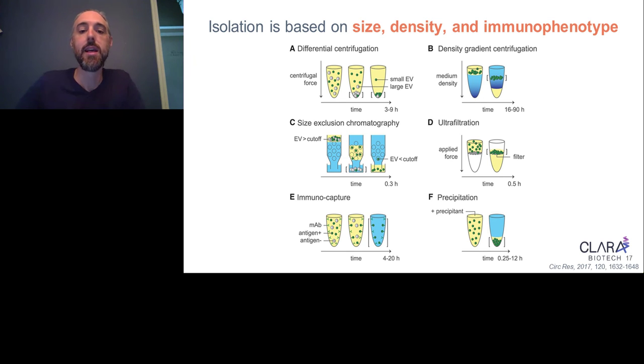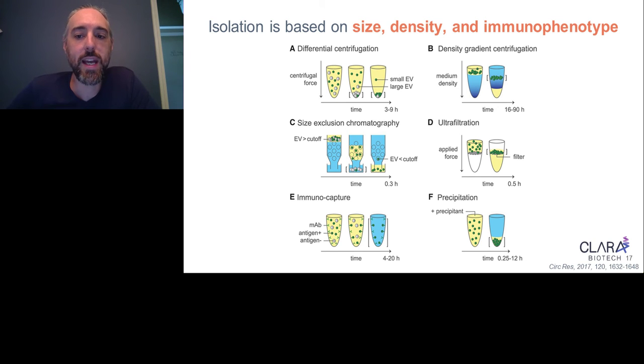In addition, the next methods that we look at are based on filtration. So you have size exclusion chromatography and you have ultrafiltration. These methods filter through based on size. So instead of density in the top, you now have size to filter through membranes. And size, as we've discussed, is effective to get exosomes, but it's not the most important and critical parameter.